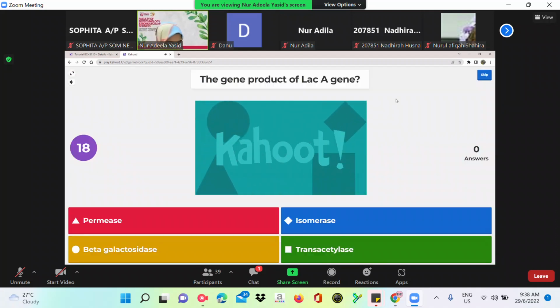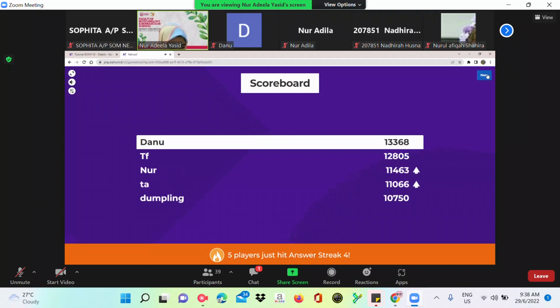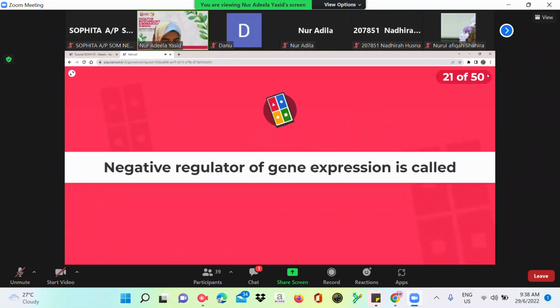Okay, easy peasy one. lacA. So the answer is transacetylase. lacA codes for transacetylase, lacY codes for permease, and lacZ codes for beta-galactosidase. Next one.